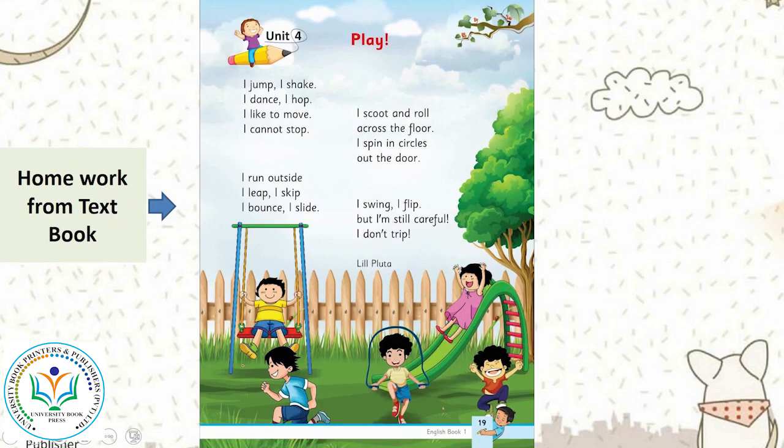And this is your homework from textbook. Read this poem and identify any describing word you can find. You can underline the describing word like this.